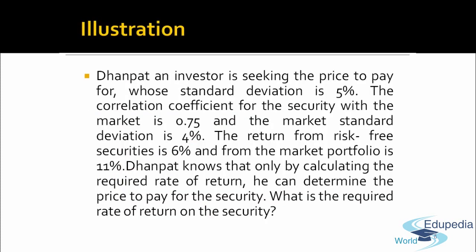Let's do an example in which we are going to compute the beta and then the expected return using the CAPM model. Dhanpat, an investor, is seeking the price to pay for a security whose standard deviation is 5%. The correlation coefficient of the security with the market is 0.75 and the market standard deviation is 4%. Based on this information, we can compute the beta, which is the standard deviation of the asset multiplied by the correlation divided by the standard deviation of the market. The return from risk-free securities is 6% and from the market portfolio is 11%. Dhanpat knows that only by calculating the required rate of return can he determine the price to pay for the security. What is the required rate of return on the security?